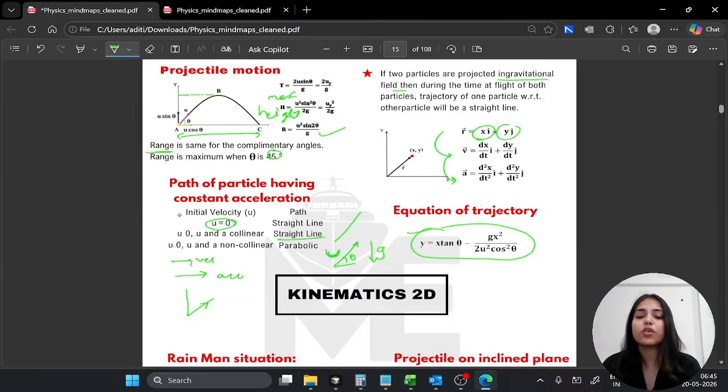Now, one other thing is the equation of trajectory. This is the formula for the equation of trajectory. What does that mean? It tells you the position of x and y. It will take you to the xy coordinate of the object or of the ball.